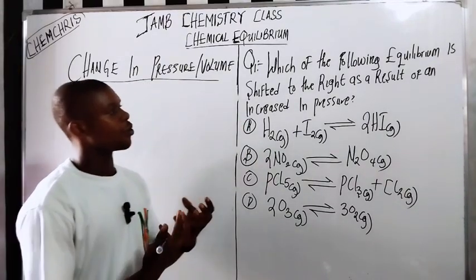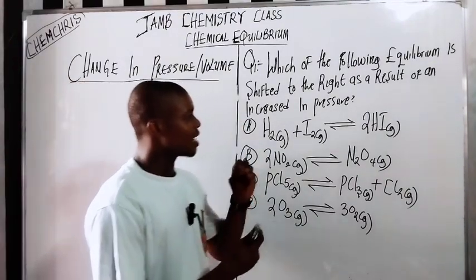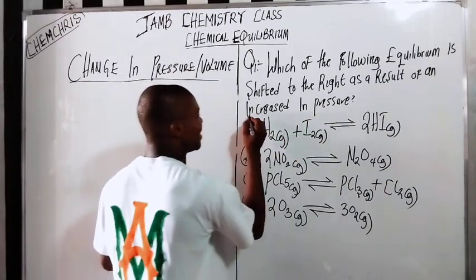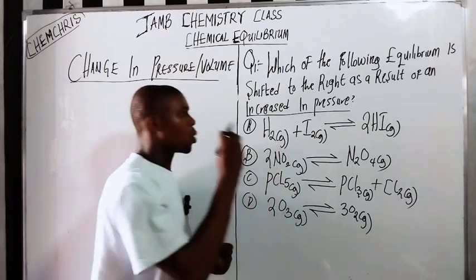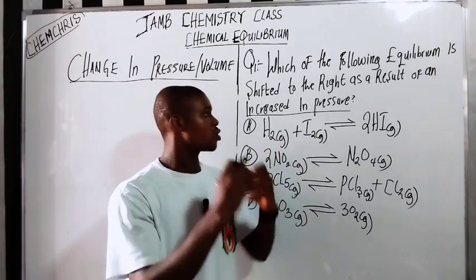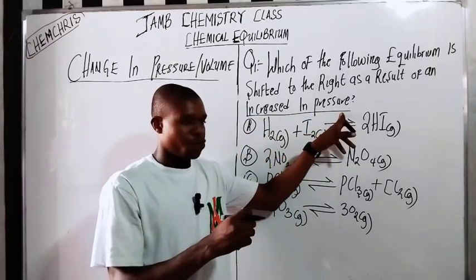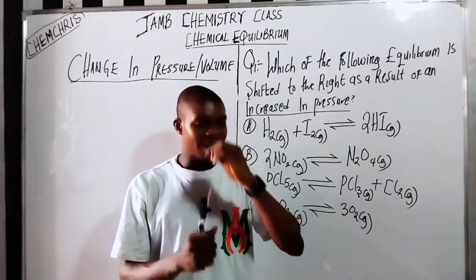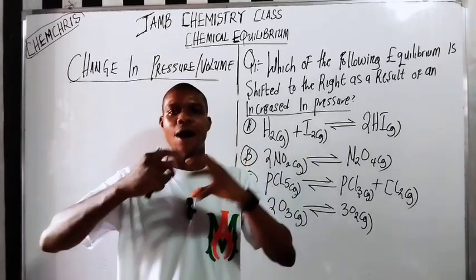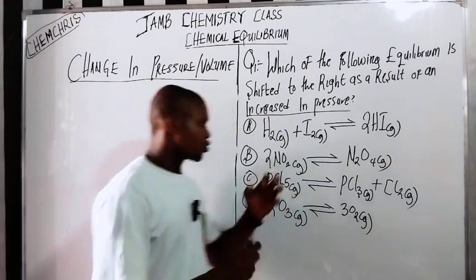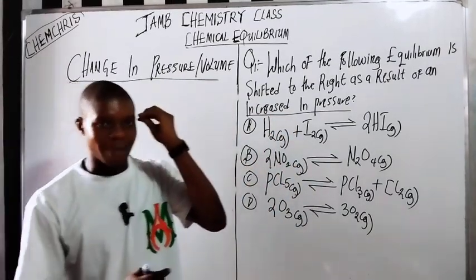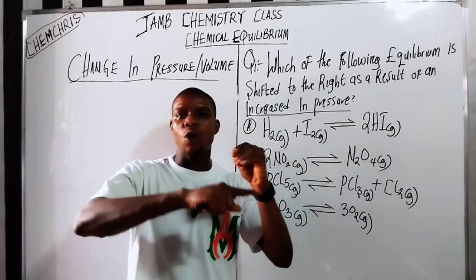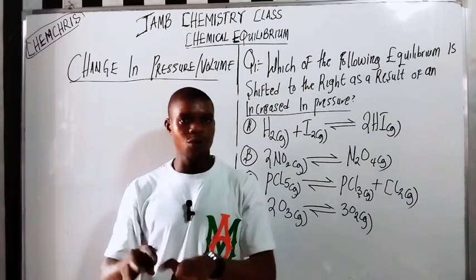Which of the following equilibria is shifted to the right as a result of an increase in pressure? Look at the statement here. Whenever pressure increases, the reaction will move to the side with fewer moles of gases. So you have to put that in your mind here. Whenever you increase pressure, the reaction will always move to the side with fewer moles of gases.